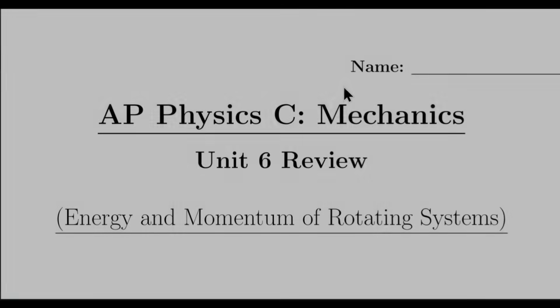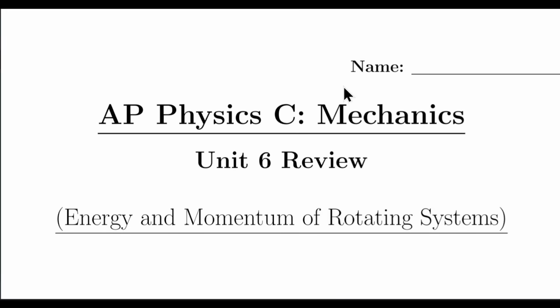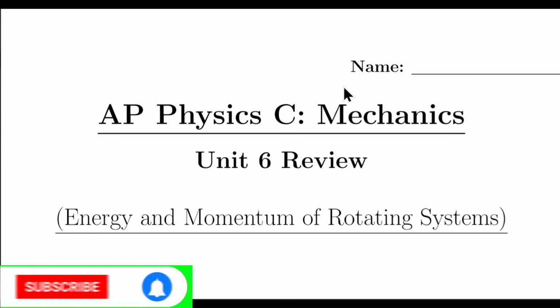Hey everyone, this video is about the Unit 6 review of Physics C Mechanics, which is called Energy and Momentum of Rotating Systems. Remember, I will be strictly following the AP course curriculum for Unit 6, so you will see things like energy in the gravitation system of the satellite, gravitational potential, total mechanical energy, escape velocity, then angular momentum, Kepler's law, conservation of angular momentum, omega, and all those stuff.